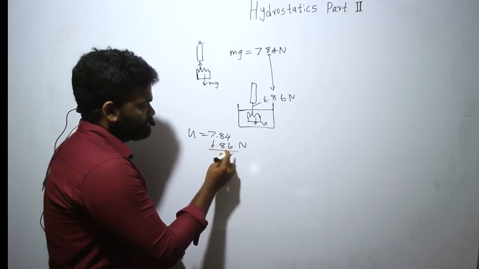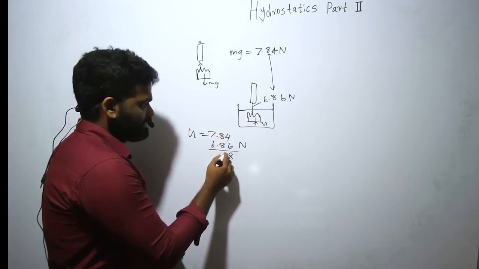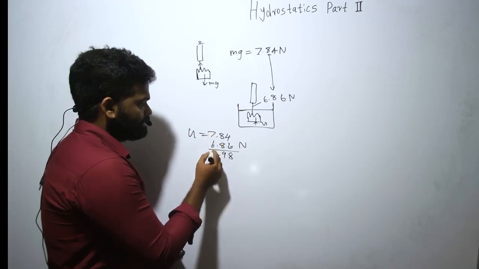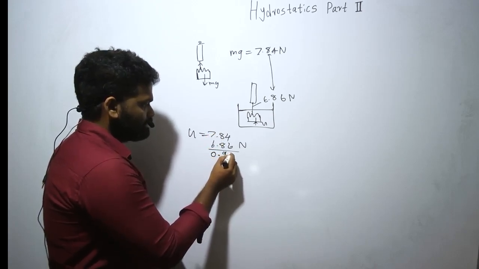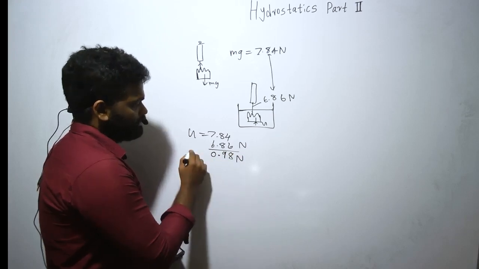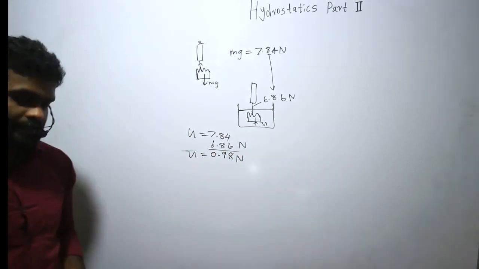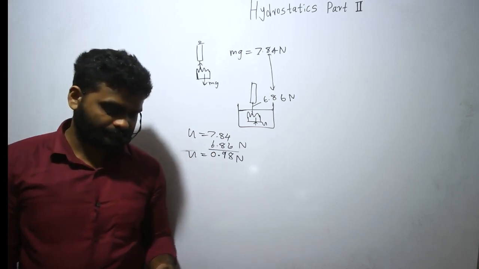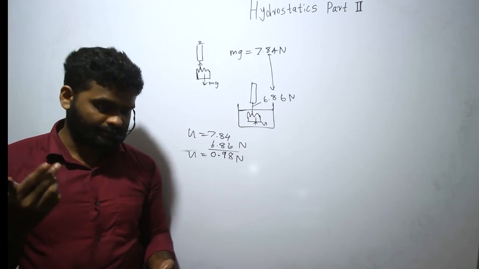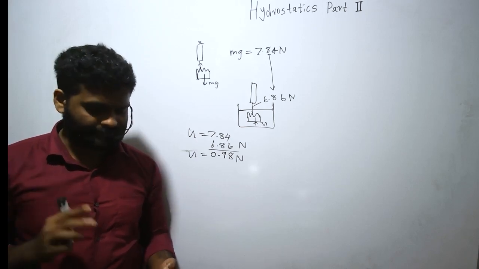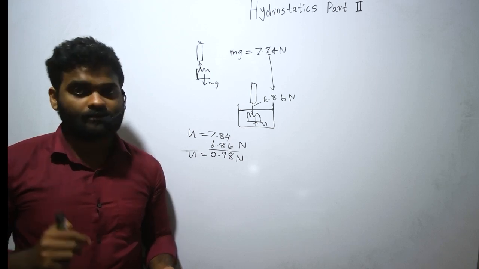So 4 minus 6, 14 minus 6 is 8, 7 minus 1 is 6, 8 minus 6 is 0, you get 0.98 Newton. So you can see now the upthrust acting on the crown is 0.98. Okay, so A is correct. Upthrust when crown is in water is 0.98. That is correct. Density of material that the crown is made of is 8,000 kilograms per cubic meter.